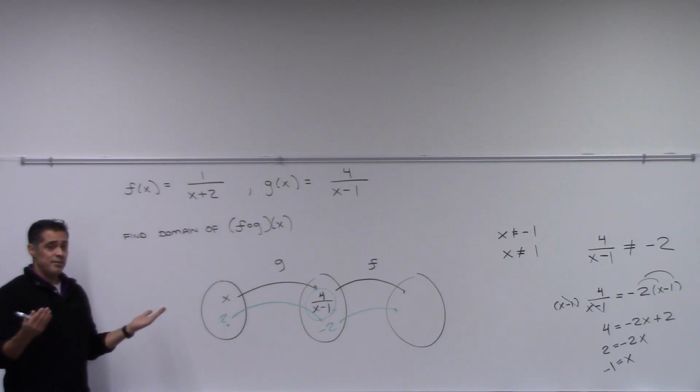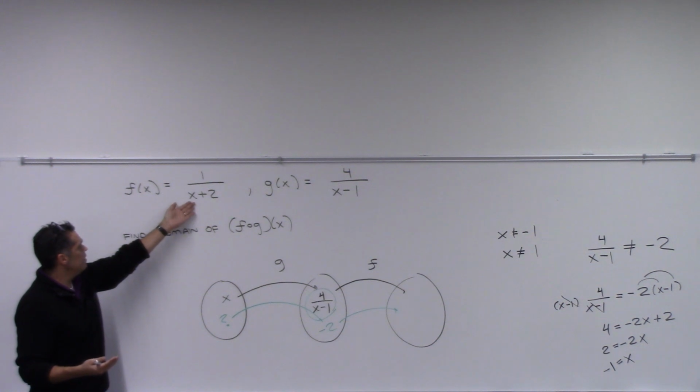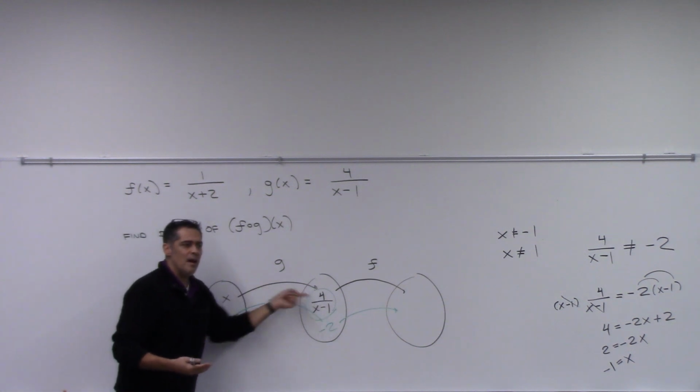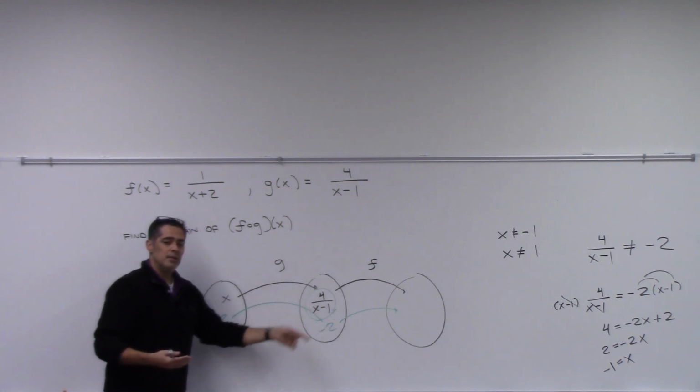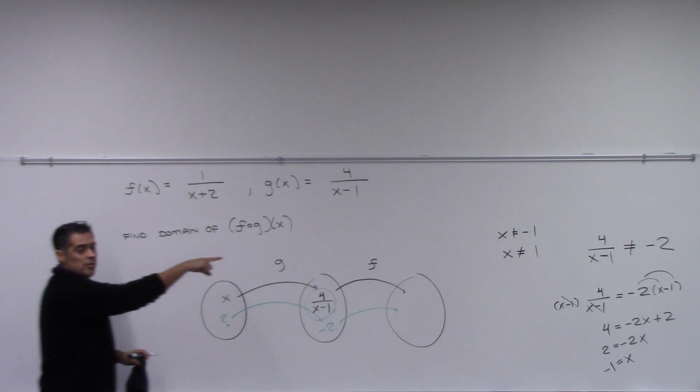Can I plug in negative 2? Negative 2 is a problem here, right? But can I plug negative 2 in here? Yes, because when negative 2 goes through here, it does not come out as negative 2. It's a little tricky, all right? So I need the final answer. Can you plug in anything other than those two numbers?